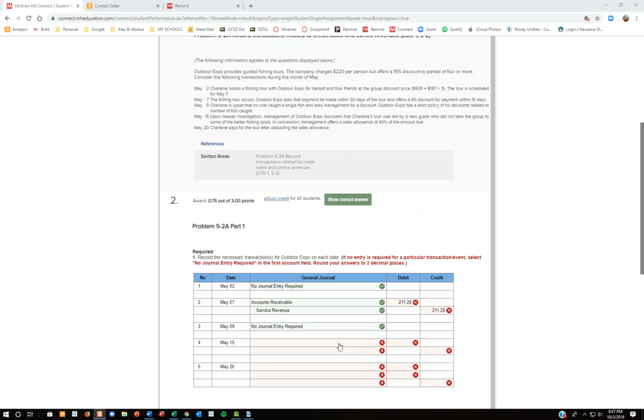Now, if that means they don't owe it, and this was the amount that they owed, then the credit is going to be the accounts receivable, right? And the other part is going to go to sales allowance.